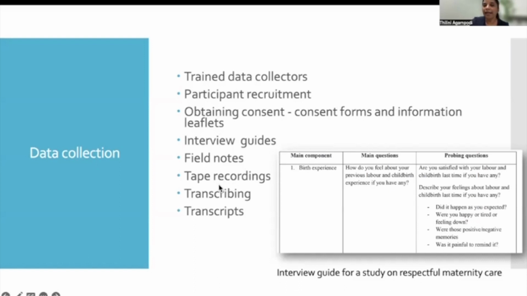So you can have tape recorders, right? There are many available in shops, or you can use your phones to record, right? So you record the data with consent.